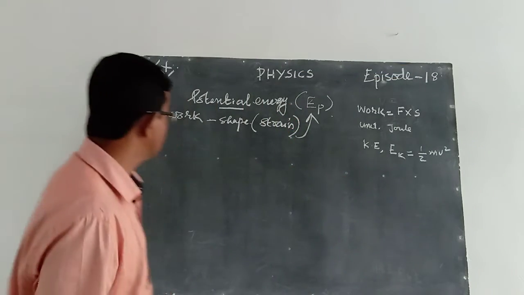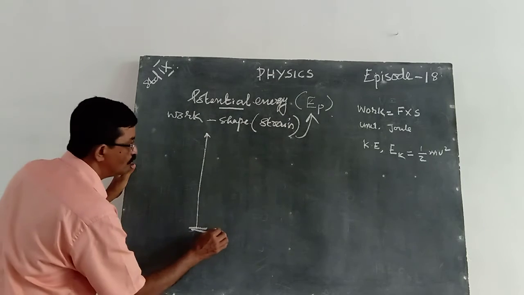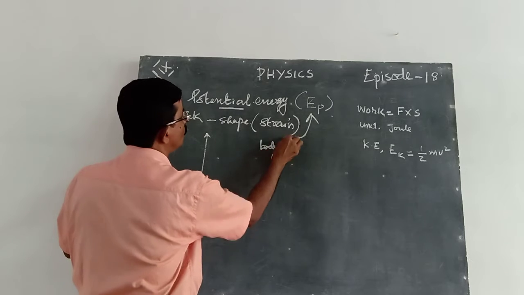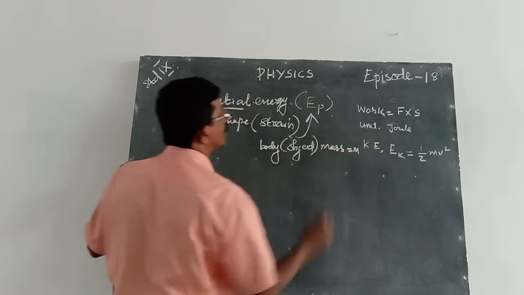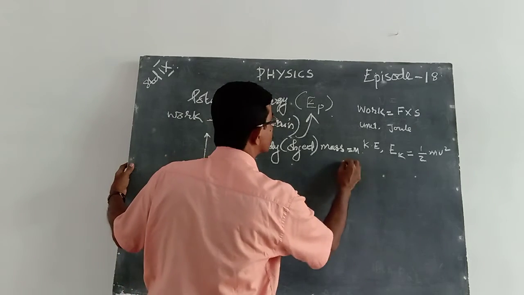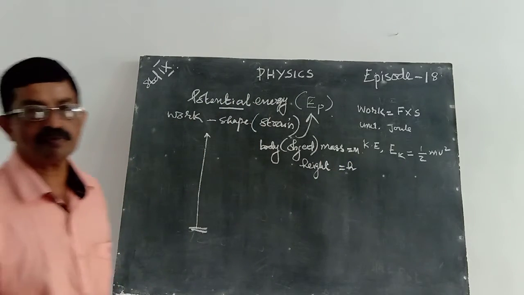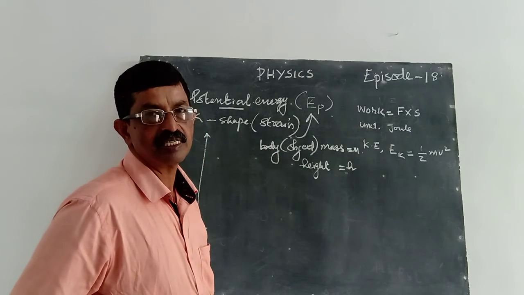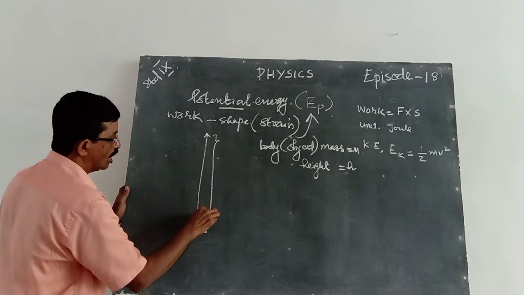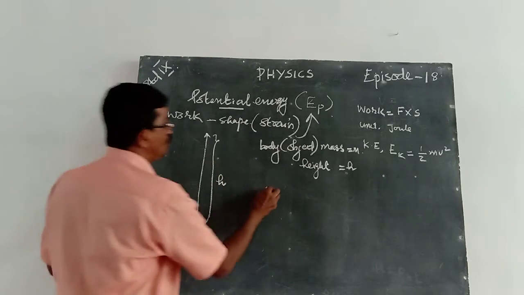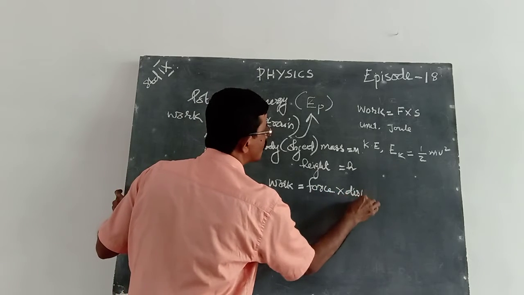The work done here: suppose a body of mass M is lifted to a height h. Consider a body or object of mass M lifted to a height h. For this, I have to do work. We know the work done to lift this object from here to a height h can be calculated using the relation: work is equal to force into displacement.